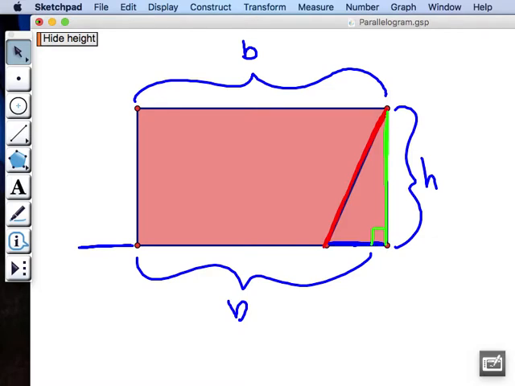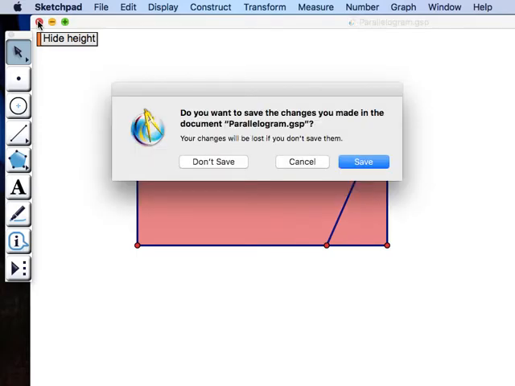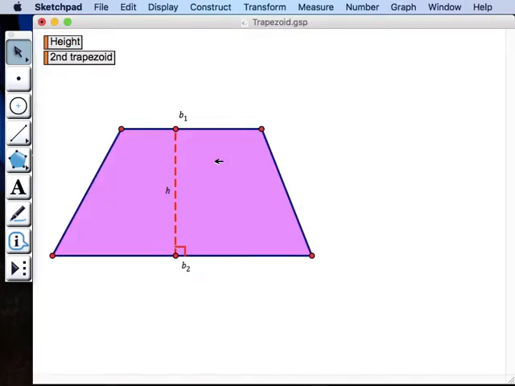Let's put a dot there. Okay. Let's try that again. All right. Trapezoid.